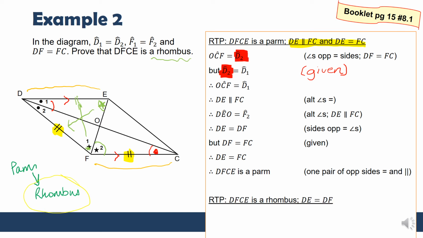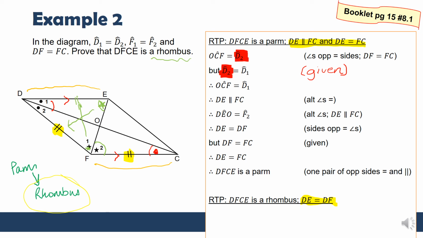So we need another RTP statement. DFCE is a rhombus. This portion, optional. And to remember what we need to show for a rhombus, we either need to show one pair of adjacent sides is equal, or we need to show that the angle at the center where the two diagonals bisect is 90 degrees.